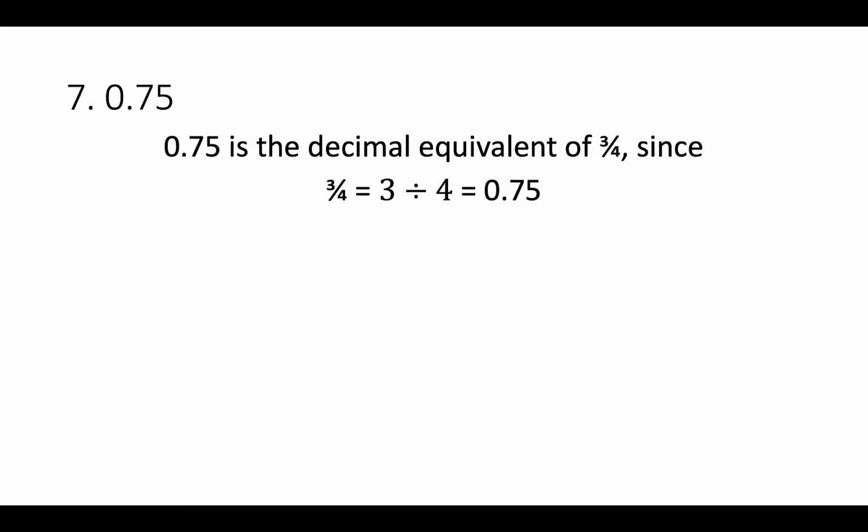0.75 is the decimal equivalent of 3/4, since 3/4 is equal to 3 divided by 4, which is equal to 0.75.